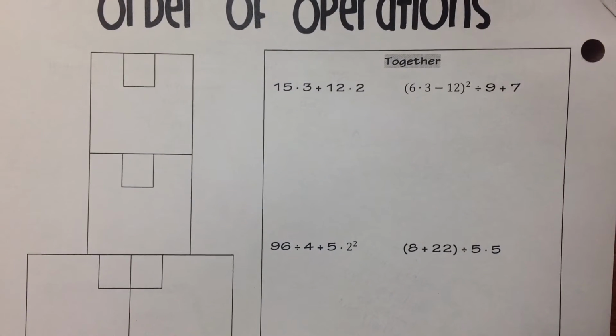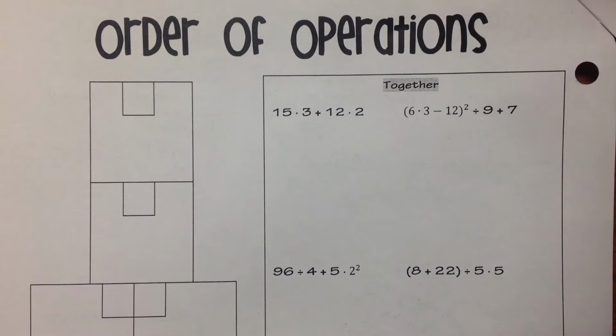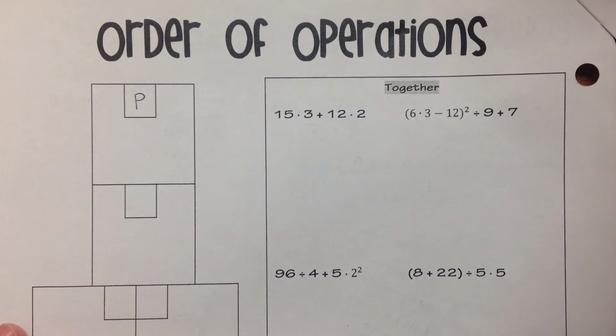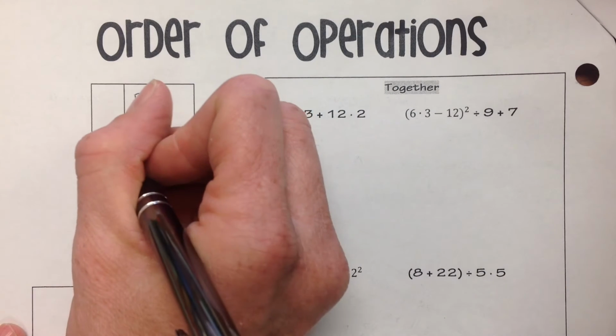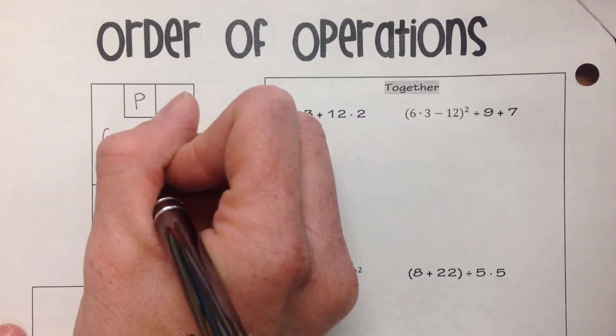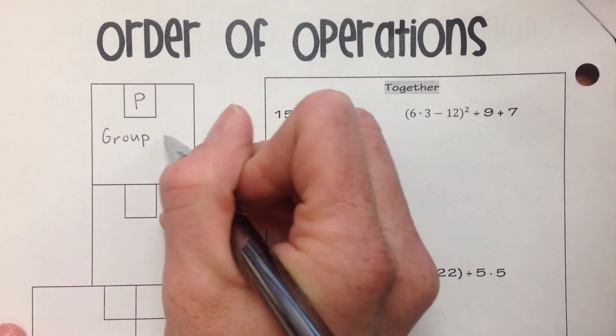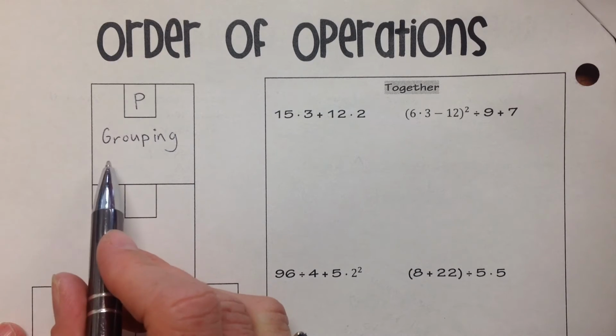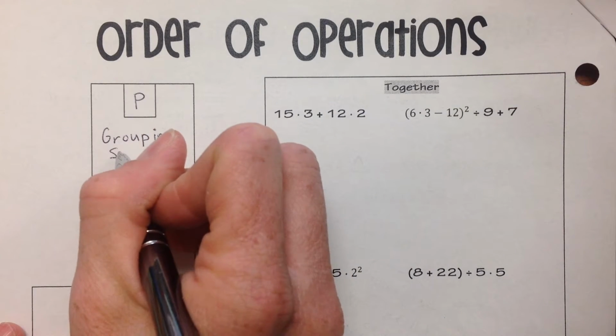Okay, so let's go back and look at this. Order of operations. This is how we have to solve expressions. And we will look at some examples together in a minute. Before we do that, let's go through our hopscotch. So here we have P. Now, P stands for, we say parentheses, but I'm going to actually call them grouping symbols.